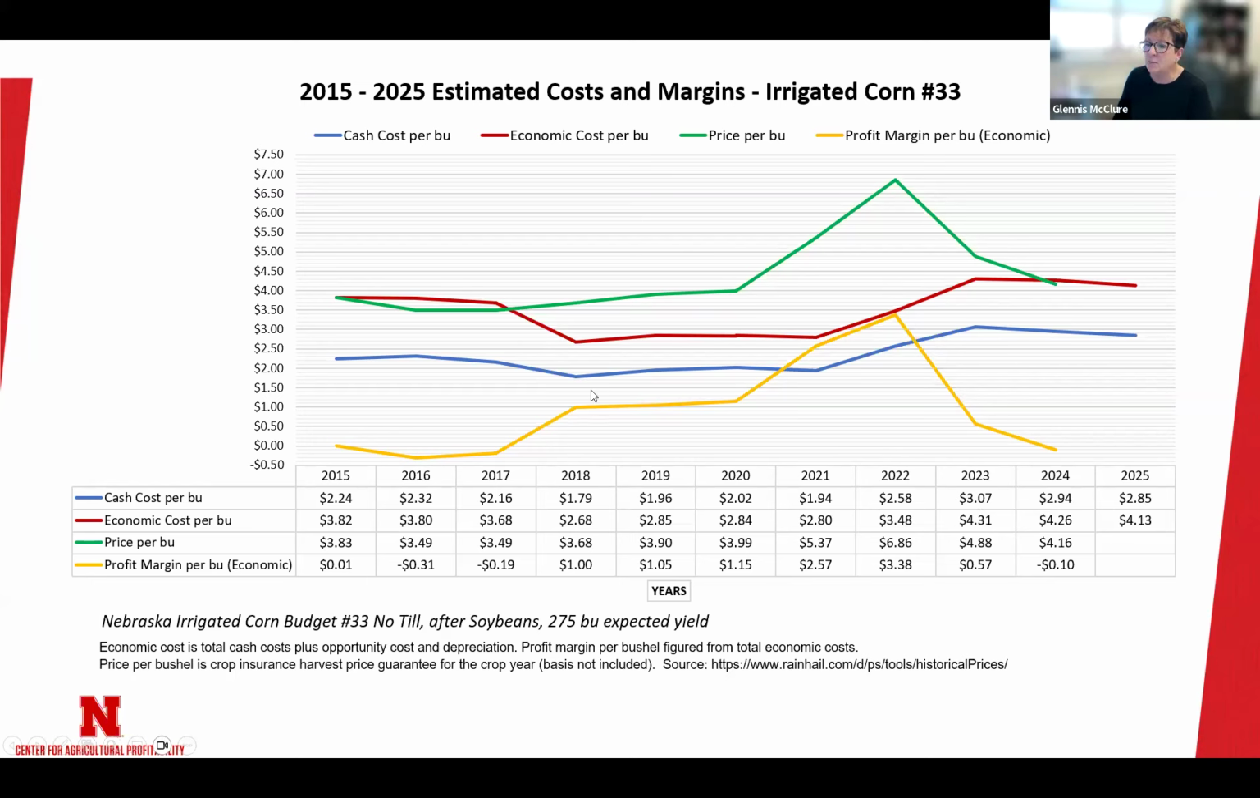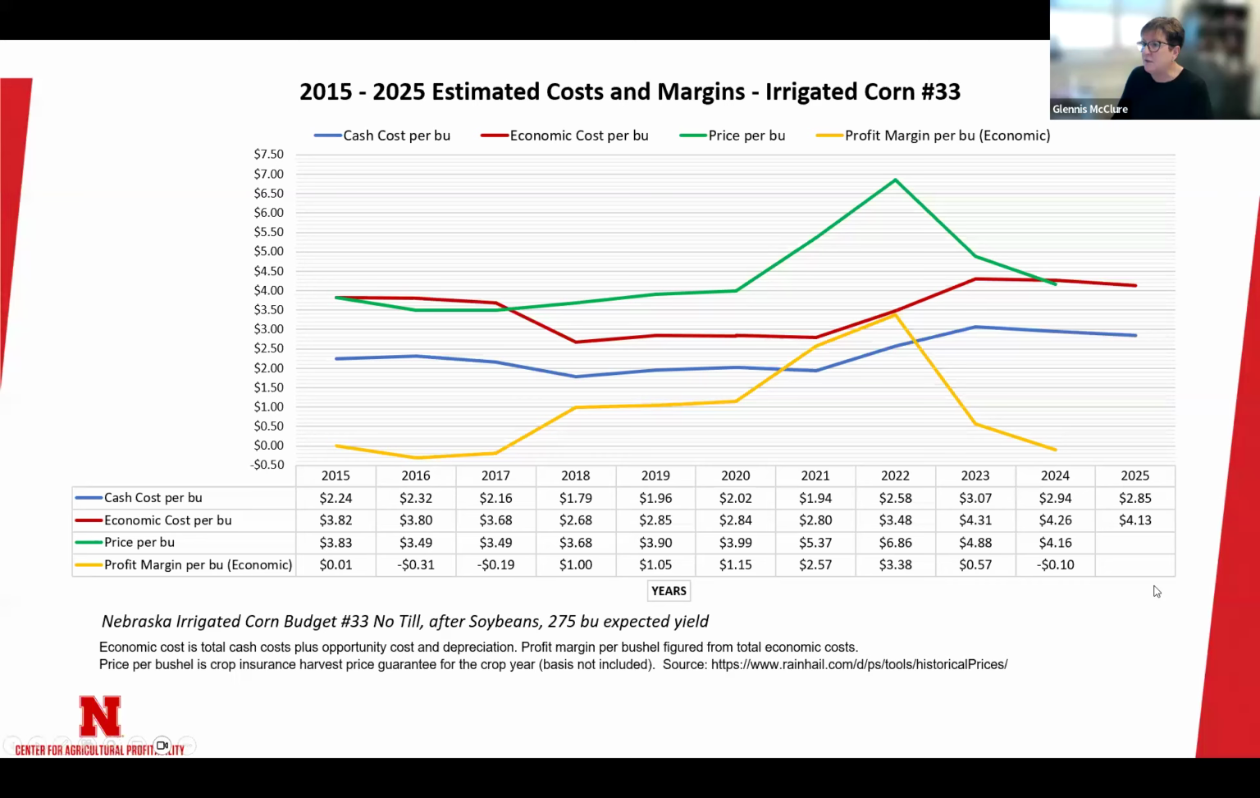And so those blue and red lines are our cash costs and our economic costs. Economic costs are generally going to be higher because we've included the land values, opportunity cost, and depreciation cost in those. So economic cost, you'll always see higher on the chart. And then I've plugged in a price per bushel, and I've used the crop insurance harvest price guarantee for that particular year, basis not included. And that comes off of rain hail information. But I go back to the 2015 timeframe. So that's the green bar here and where our prices were and how they've come back.